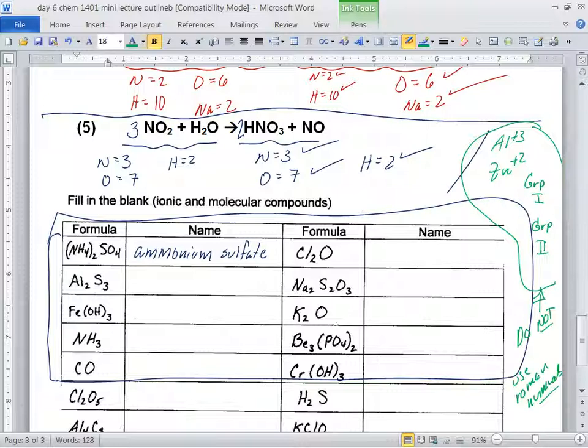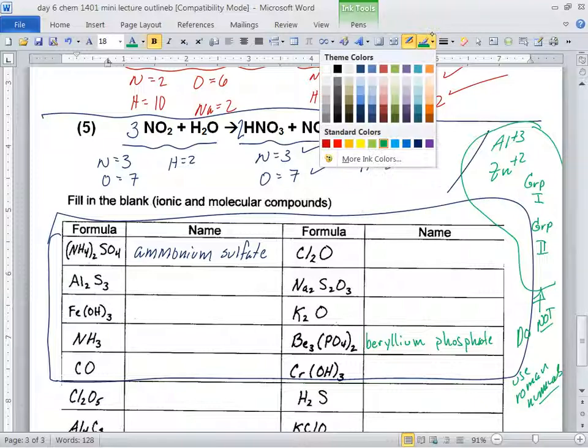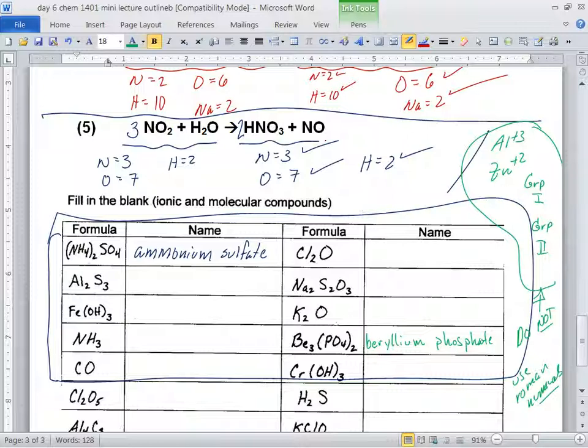I'll spell beryllium, B-E-R. See which one you're doing down here. And remember, spelling counts. On these formulas, it says beryllium phosphate. On the formulas right here, if it's the Roman numeral, the subscript is added to the symbol. Yes, exactly.